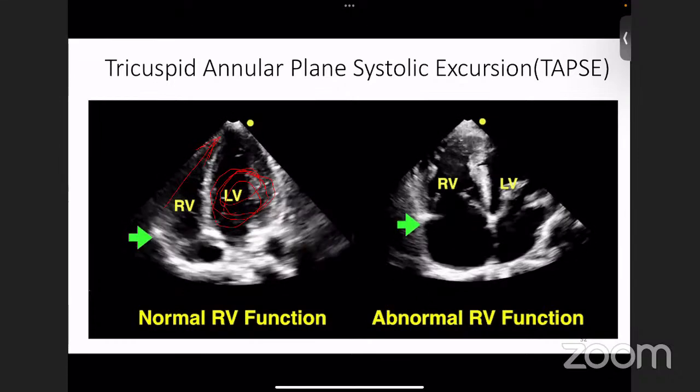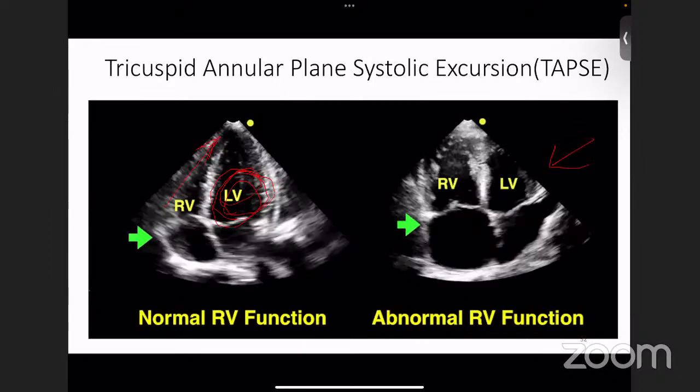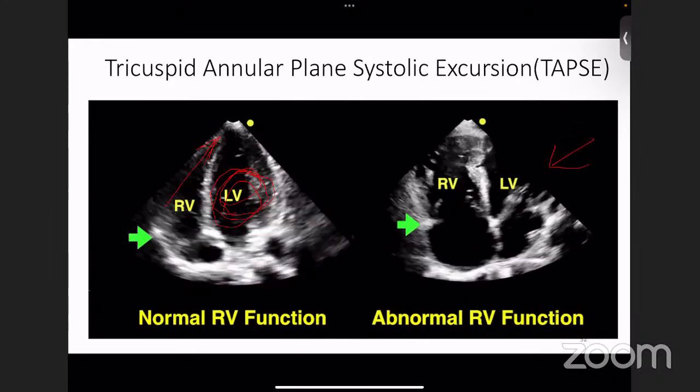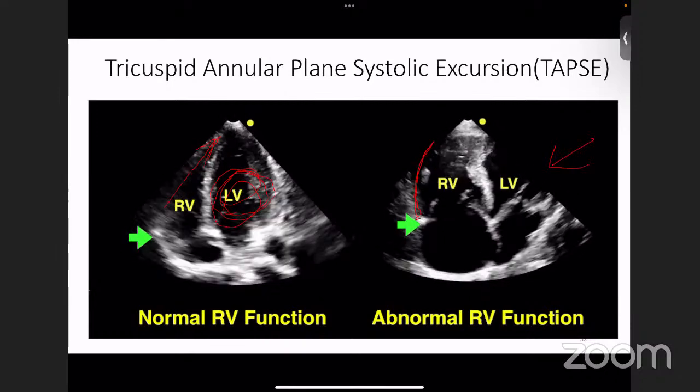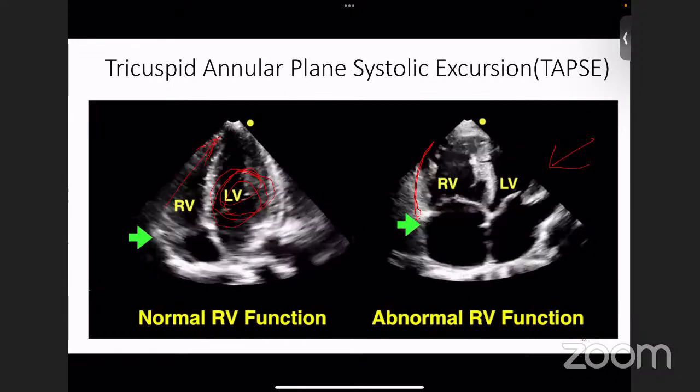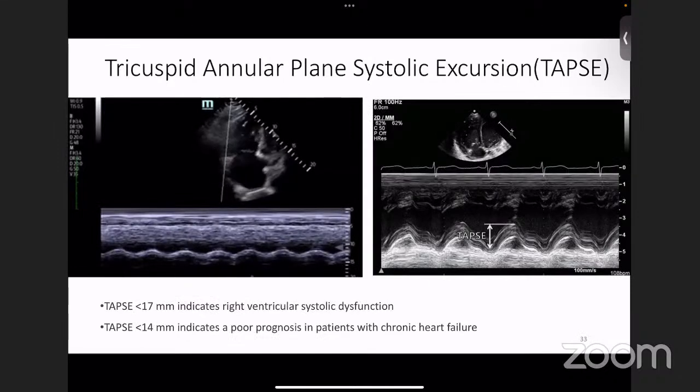So what you do, in the image on this side, you can see that the RV is dilated, and the free wall of the RV is not moving that much. So you put an M mode on the lateral annulus of the tricuspid valve, and then get this tracing. Once you get this tracing, you take the peak of the graph and the trough, and you have to see the distance between the two, and that is the tricuspid annular plane systolic excursion.